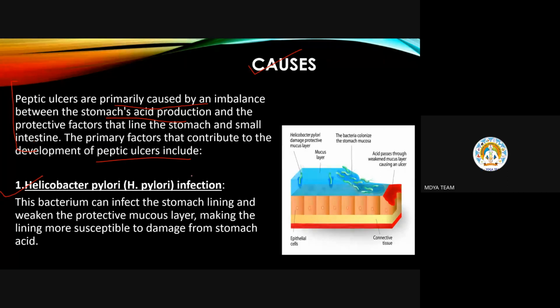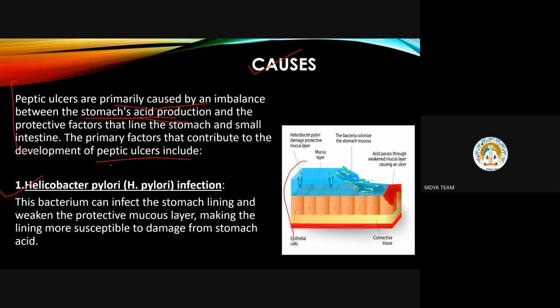Okay. So what happens when there is an imbalance between how much acid is produced by the stomach and the protective factors that line the stomach? The protective factors are becoming less. We'll see how in the diagram at the end of this slide.